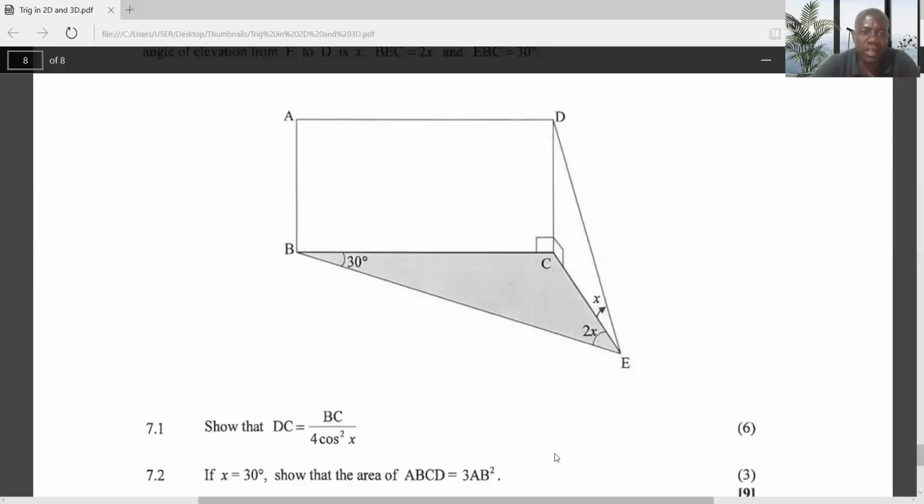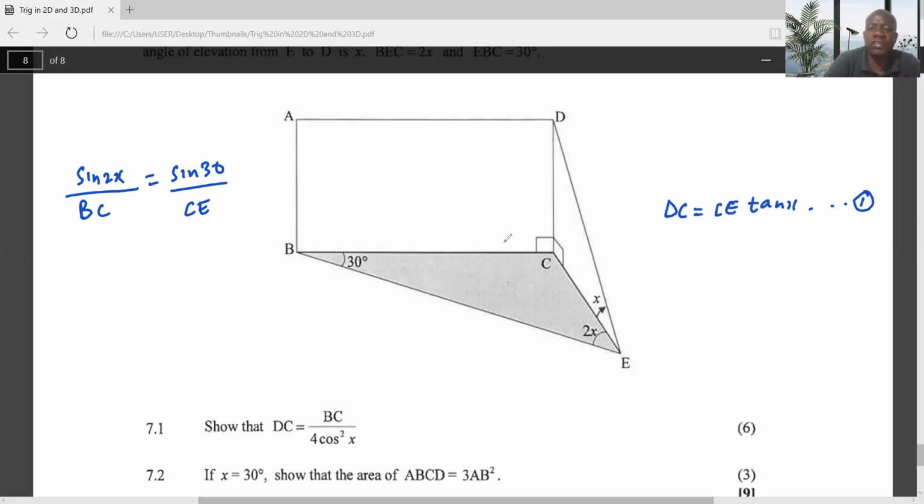Let's continue. As I was saying, we had sine 2x over small BC equals sine 30 divided by CE. Remember our expression first, we got DC equals CE times tan x. So this was the first equation. Let's now cross multiply. So CE sine 2x equals BC sine theta.